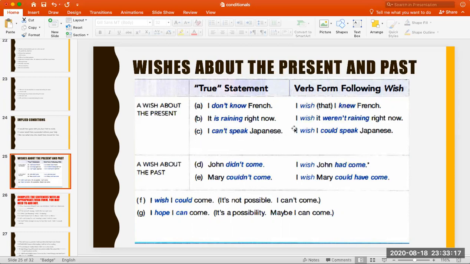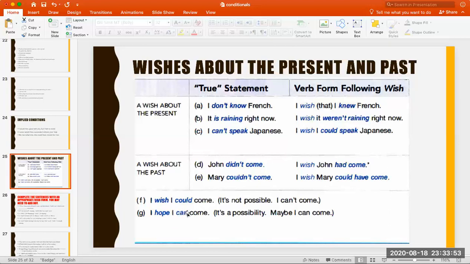Okay, so to express a wish about the present, use the past simple tense. Likewise, like if number 3, if you want to express a wish about something that finished already in the past, you use the past perfect. So Joan didn't come. I wish Joan had come. Mary couldn't come. I wish Mary could have come. There is a difference between wish and hope. With hope, it's possible. With wish, it's impossible.